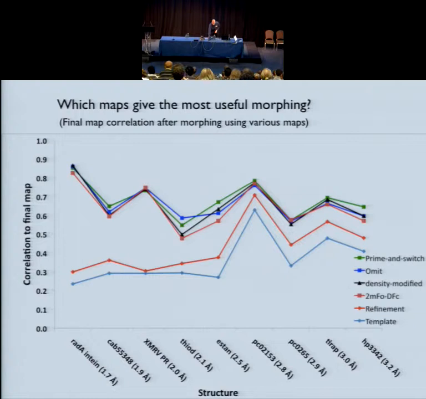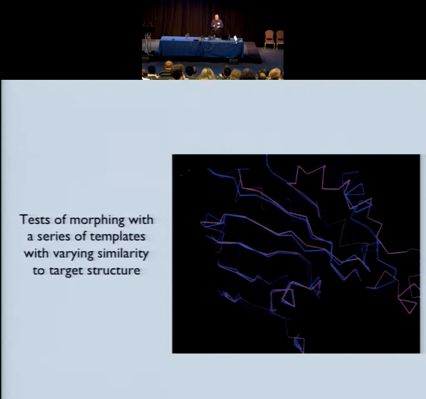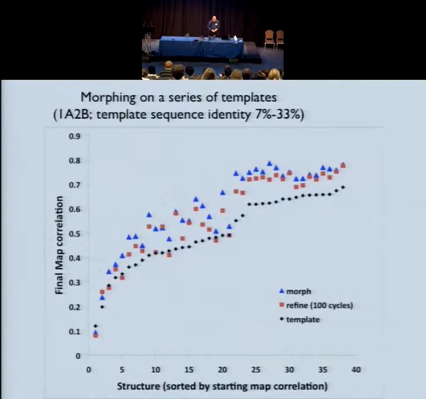We can ask how well this process works by taking a particular target structure, for which I have a whole bunch of homology models of varying relationships to it. We can just see how well they all work. The x-axis here is just sorted by structure. The y-axis is the final map correlation, so how good the process has been overall. The little black diamonds, which I've sorted this on, are the templates. So this is how good each template is. If you take the template and calculate a map just from it, this is how similar that map is to the final map. And that goes from 0.1 up to about 0.65 or so.